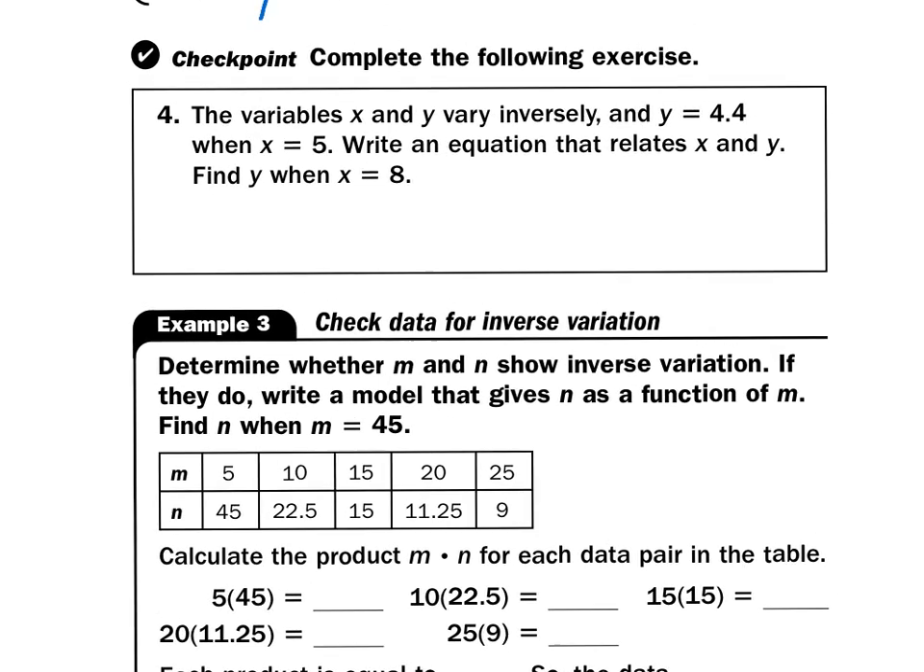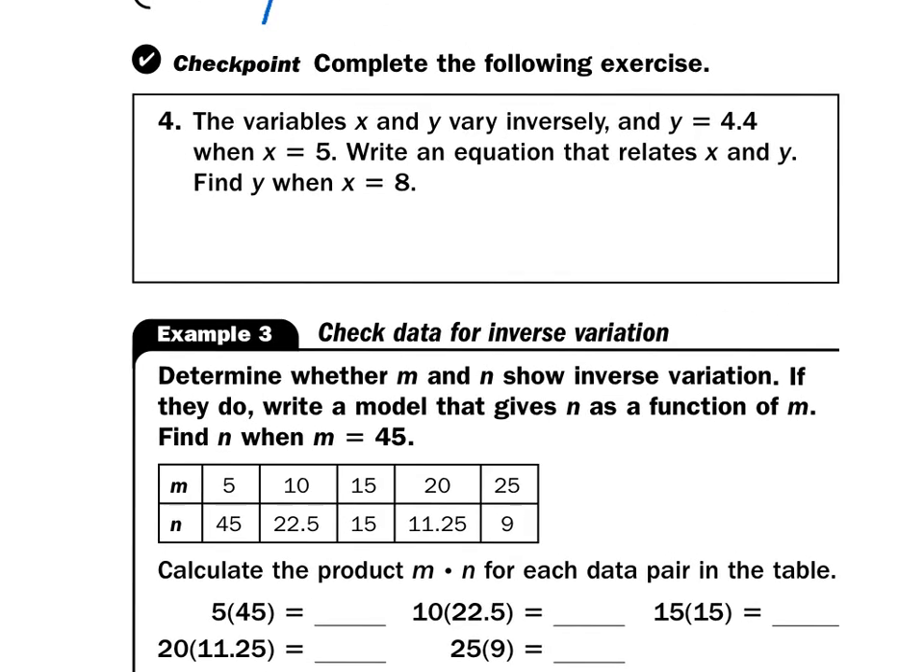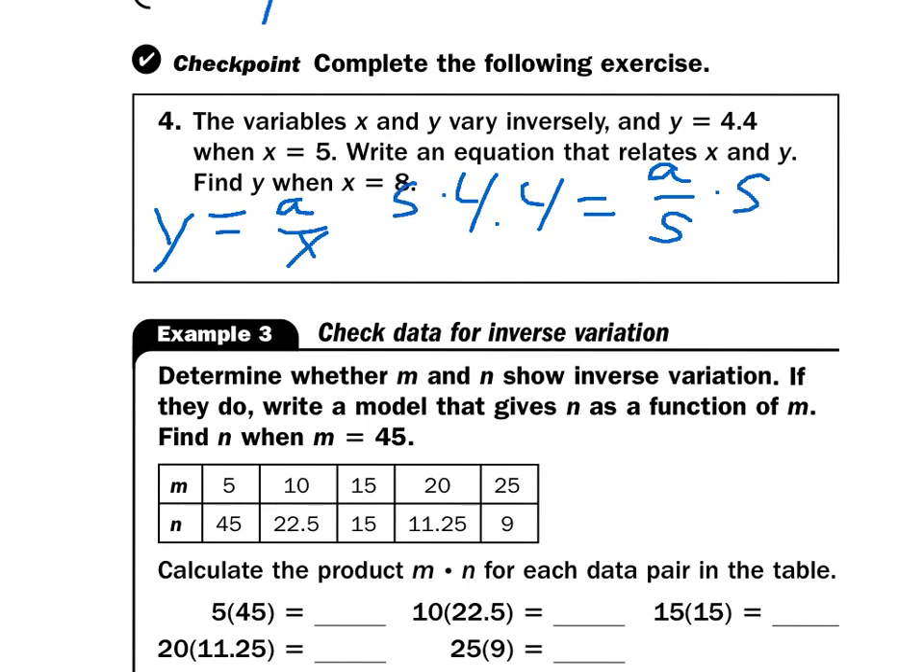You go ahead and take a look at that checkpoint, see how you do on that. Take yourself about a minute or so. All right, welcome back. The variables x and y vary inversely, so right away I hope you all wrote y equals a over x. And y is 4.4 when x is 5, so a over 5. Write an equation that relates x and y, and then find the a. So first, to write the equation, you multiply both sides by 5. 4.4 times 5 is 22, so a equals 22. My equation is then going to be y equals 22 over x.